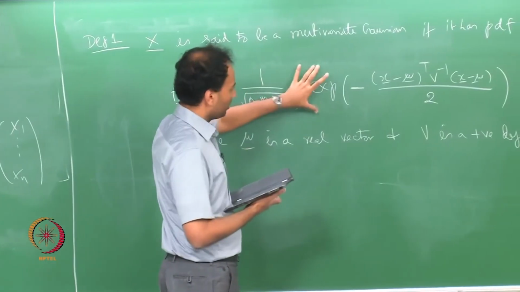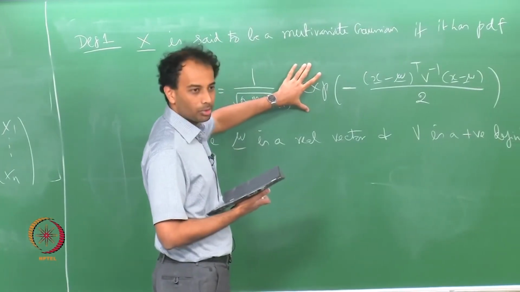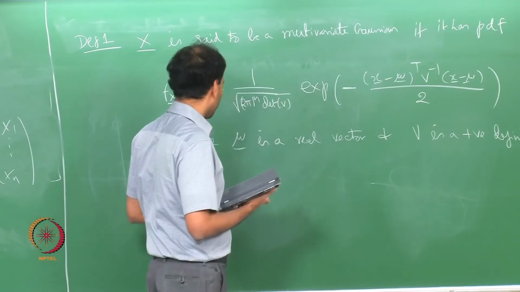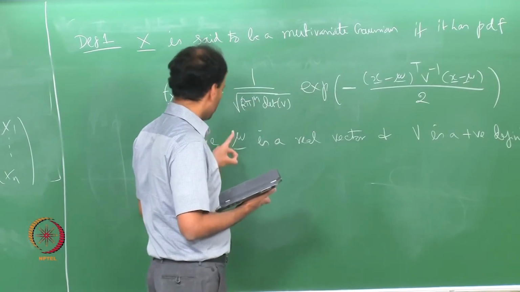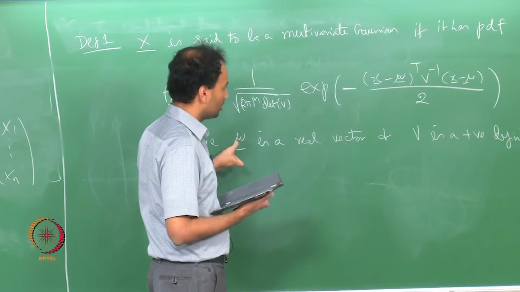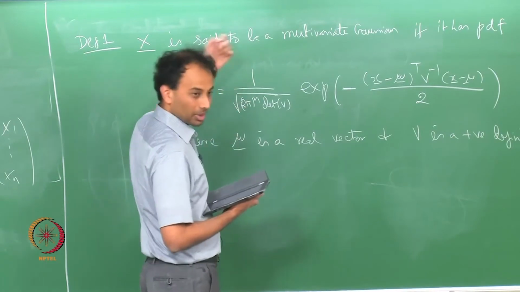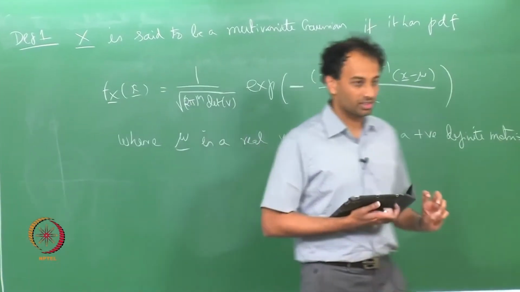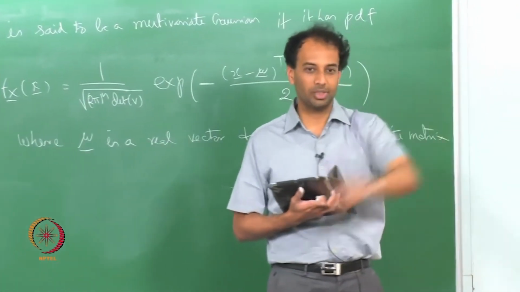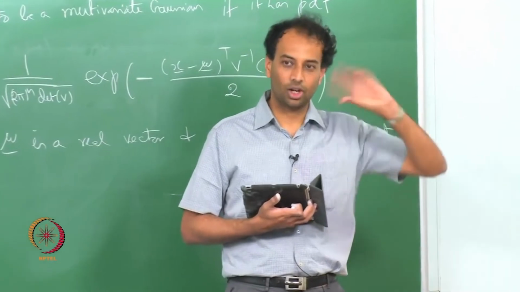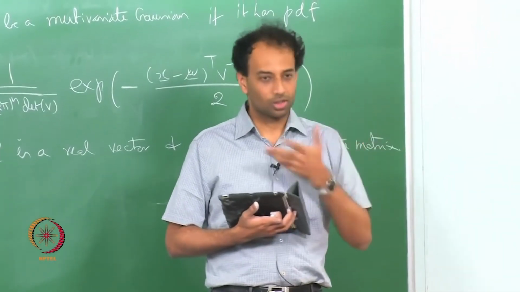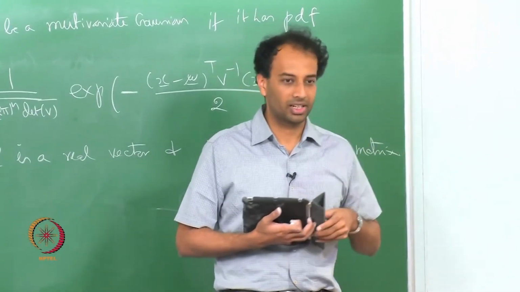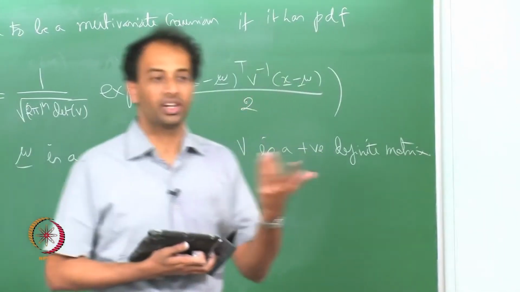Of course, this is a PDF, and you can show it is a valid PDF by making some appropriate substitutions and integrating it out. What we can show is that mu is the vector of expectations, expected X1, expected X2 and so on, and V is the covariance matrix. All the diagonal elements will be the variances and the off-diagonal elements will be the covariance terms, covariance of Xi and Xj.